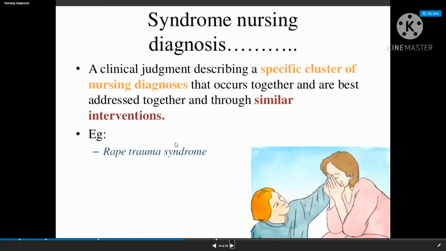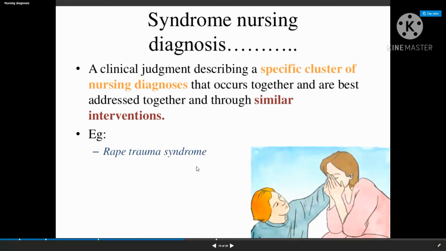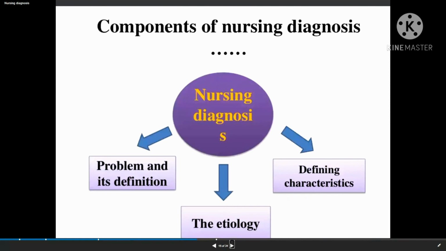Next is the syndrome nursing diagnosis, a clinical judgment describing a specific cluster of nursing diagnoses that occur together and are best addressed together and through similar interventions. So, rape trauma syndrome means a cluster of signs and symptoms, a cluster of problems seen together. So you can write rape trauma syndrome. That's it. Your care will be according to the nursing diagnosis.